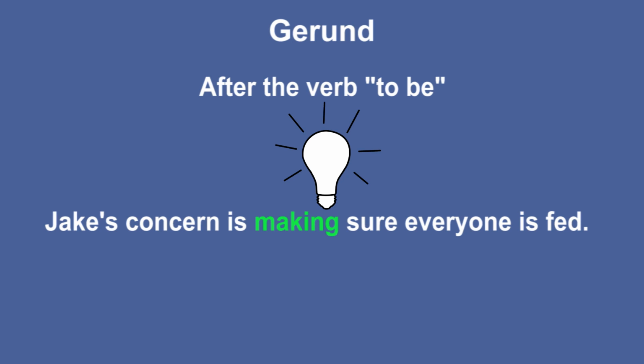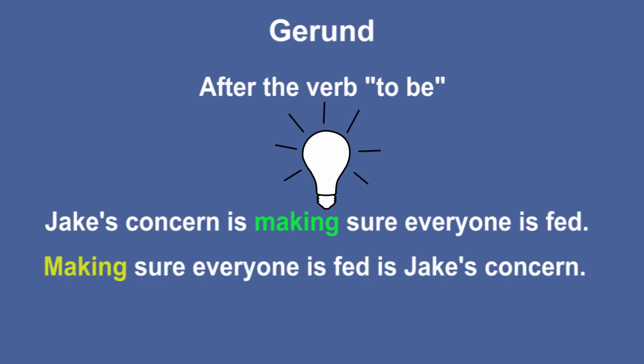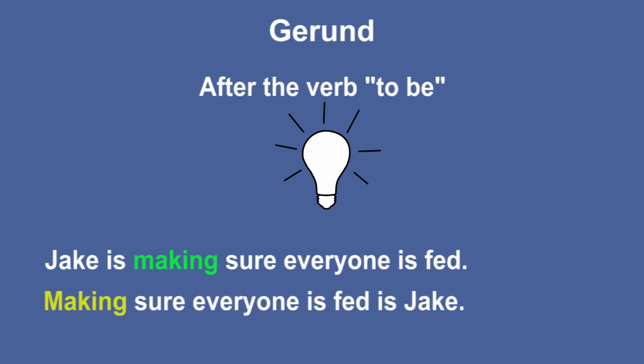Let's apply what we said. Making sure everyone is fed is Jake's concern. The sentence is still understandable. Therefore, making is a gerund. Let's try the second sentence. Making sure everyone is fed is Jake. Here, we no longer understand the sentence, therefore, making is a present participle.